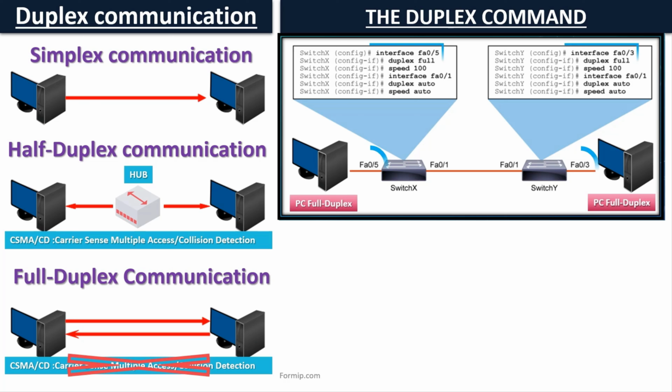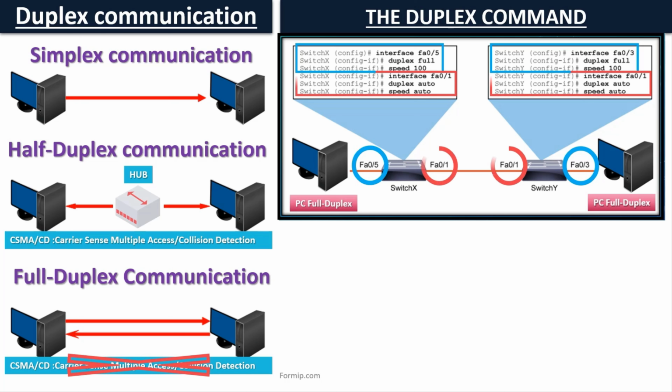In this example, Fast Ethernet 0/5 and 0/3 ports, those that are connected directly to a PC, are configured in full duplex with a speed of 100 Mbps. And the ports between the two switches are in auto mode for duplex and speed. In this way, the switches will automatically negotiate these two parameters.